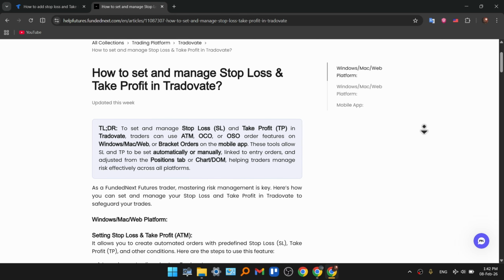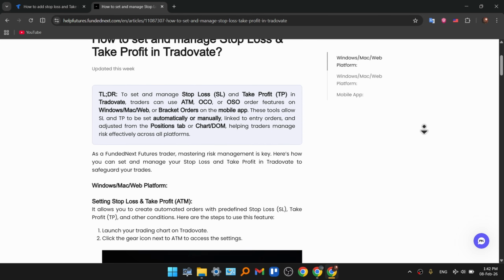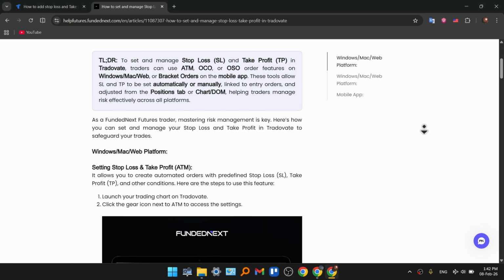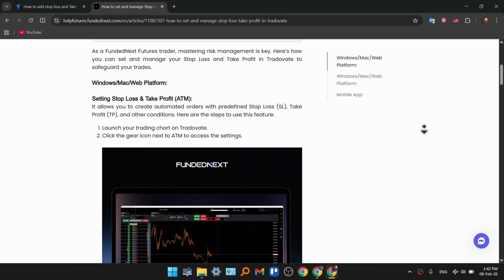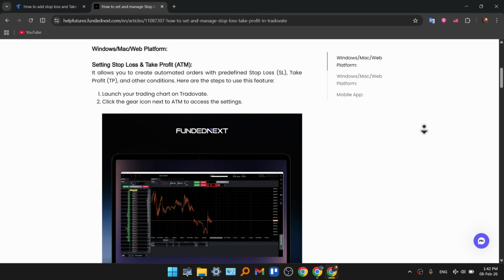Then step number 2, enable bracket orders. In the order ticket, turn on bracket. What it does is let you automatically place a stop loss and take profit together with your entry.